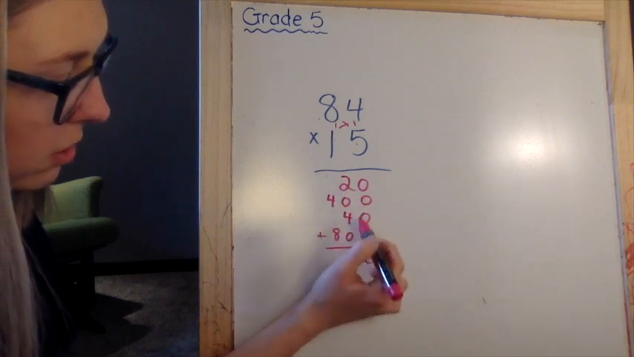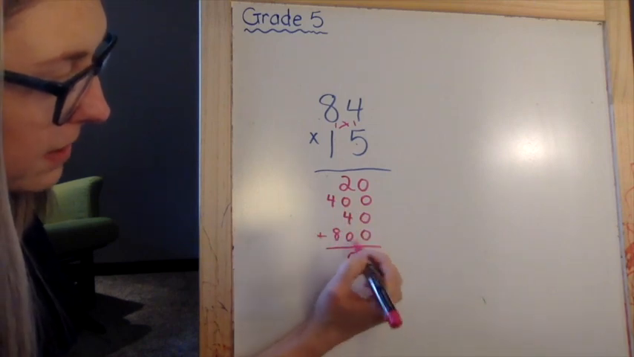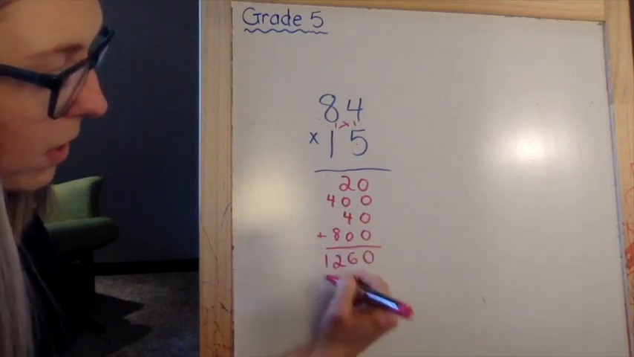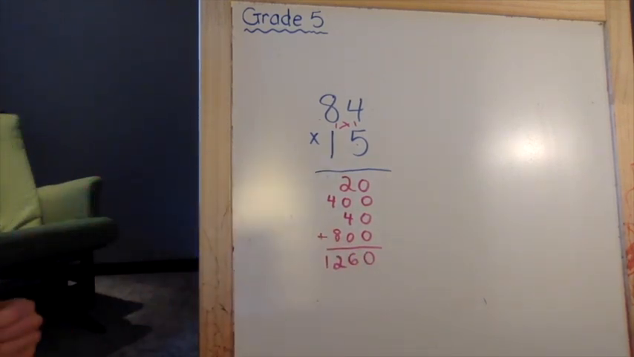2 plus 4 is 6. 4 plus 8 is 12. Now, 1,260. Okay, so we're going to do a couple more of these to practice.